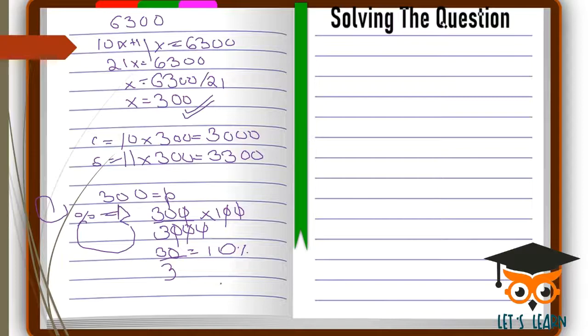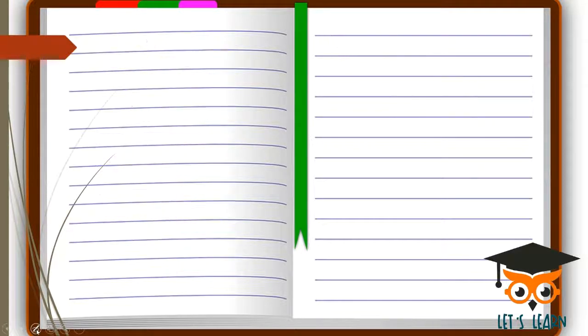So if you take any number, such as 4200, or 6300, 8400, 9200, any number you take, you will get the same answer.